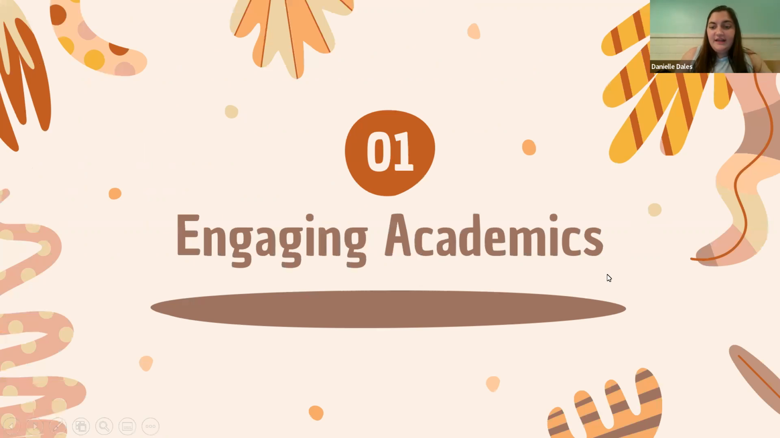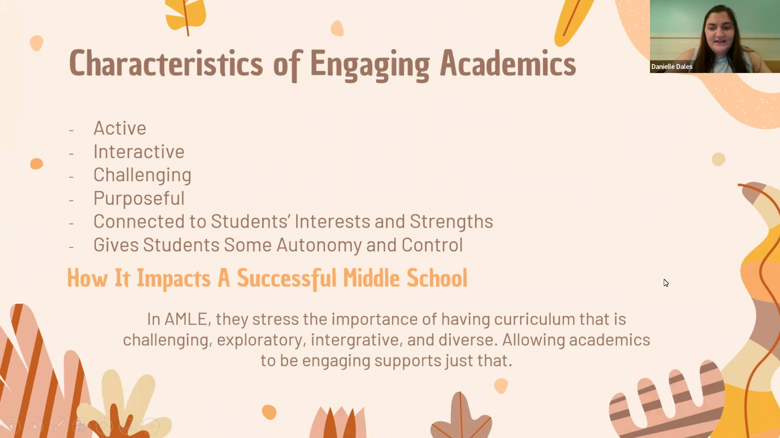In the first one, engaging academics, there are many characteristics to this topic that I could have included here, but as you can see on this slide, I just added a few that really stood out to me. The first one was that the learning needed to be active. Students are constantly needing to learn by thinking, exploring, and applying their knowledge rather than just sitting and listening to someone tell them the knowledge in a lecture.